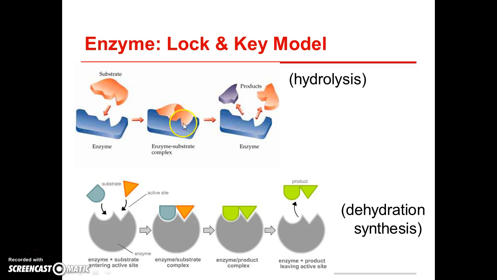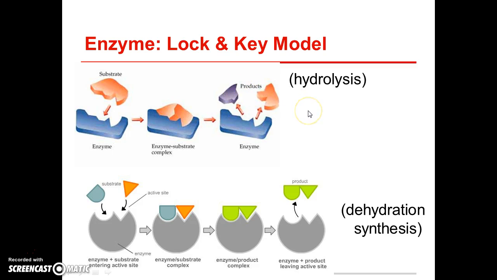It comes in, clicks in, and because of this perfect fit, it's very specific to that reaction and that particular substrate. No other substrates will fit into it, just that one. And it pulls this in, and because of this enzyme substrate complex, it's able to allow the reaction to happen to break them apart. So if this is the polymer, what are these? Answer is monomers. These are the monomers.